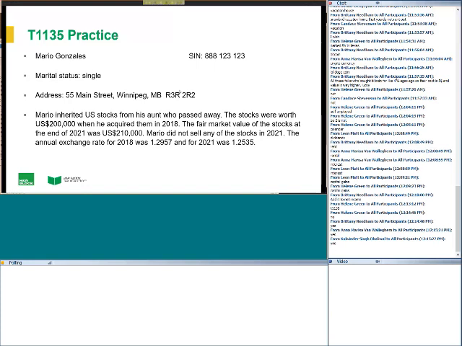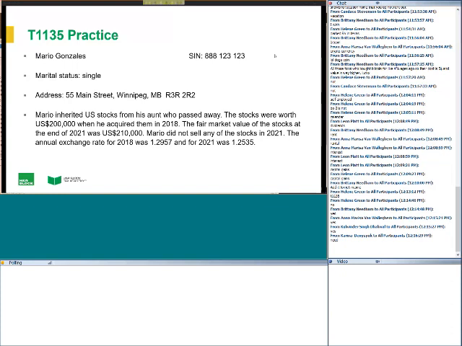Okay, so he held on to the stocks. The fair market value right now in 2021 was $210 American. He didn't sell any of the stocks in 2021. The annual exchange rate, I've given you two exchange rates, 2018 and 2021. My first question, and we're going to do participant check boxes. Tick yes if you think in 2021 he needs to file a T1135. Give me a red X if you think he doesn't. So does he need to file a T1135 or does he not need to file a T1135?